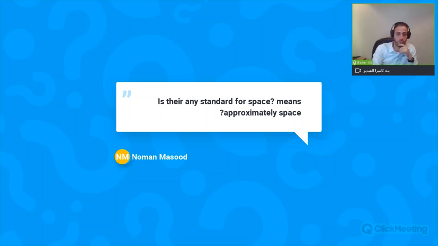This question is from Nauman Masoud. Is there any standard for space or approximate space? Yeah, I told you during the presentation, minimum we have to keep 1 meter around the generator on all sides. So from the front 1 meter, from the back 1 meter, right and left side 1 meter. And at the top of the generator, minimum we have to keep 2 meters. This is the minimum. If we can get more, this will be better for the generator.